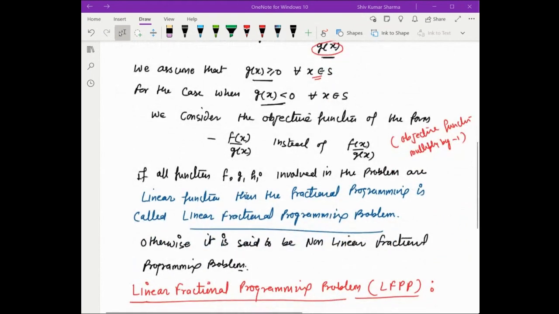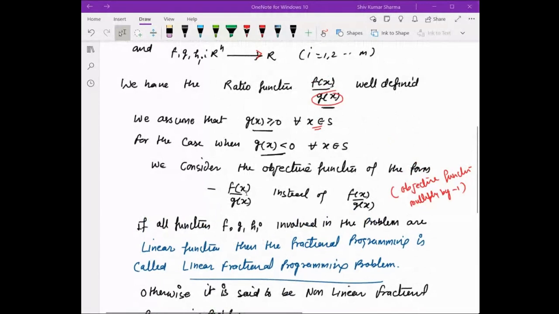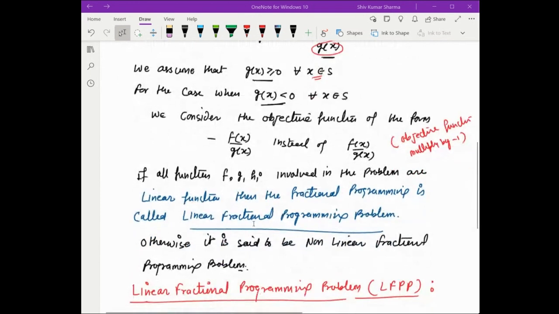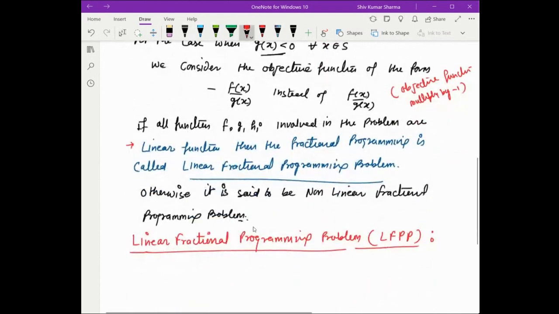Here we use three functions in this problem: f, g, and h. h is used as the constraint, and f and g as the ratio function, that means the objective function form. So the problem is divided into two parts. If all three are linear functions, the fractional programming is said to be a linear fractional program. Otherwise, it is non-linear fractional programming.